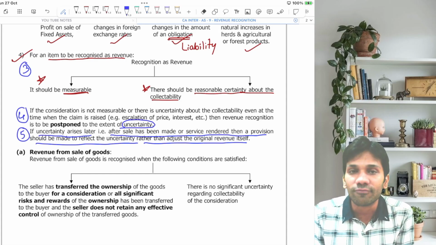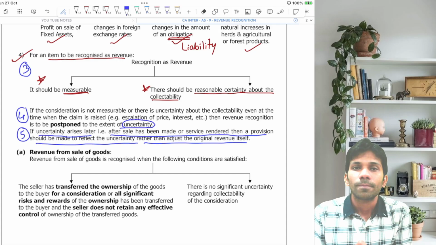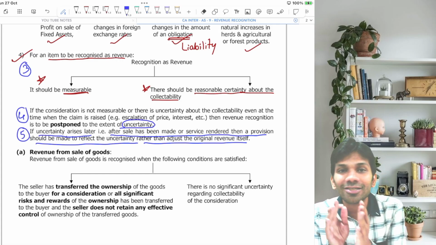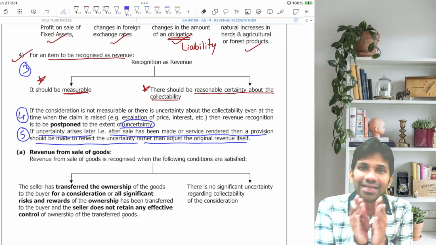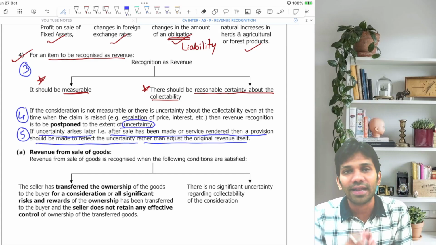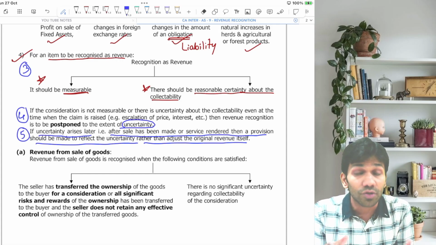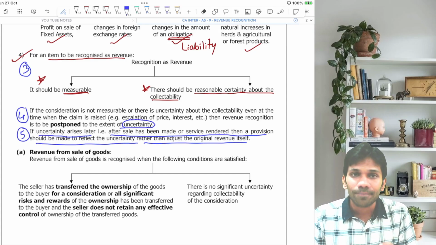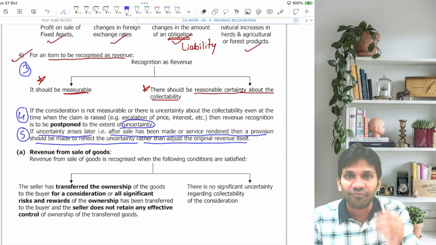So at the end of 2 months, you are not supposed to adjust the sales amount. You should create a provision on the P&L debit side that so and so amount might not be received or so and so amount I have to give as a discount. So what they are trying to say, I'll summarize from halfway.